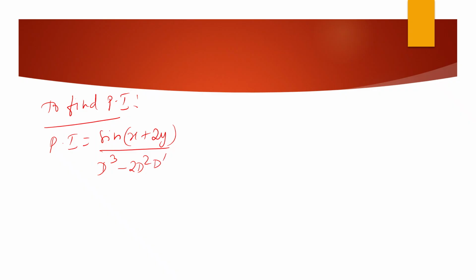Here we give the substitution for the d square term. D square is replaced by minus a square. This is not minus a the whole square; after finding a square, you have to put the negative sign. Here this is our a. Our a is 1, since we have the sine of ax plus by form, and our b is 2. So d square is replaced by minus a square, where a square is 1, so it is minus 1. And d dash is replaced by minus a into b. So first we have to find ab and then we put the negative sign.